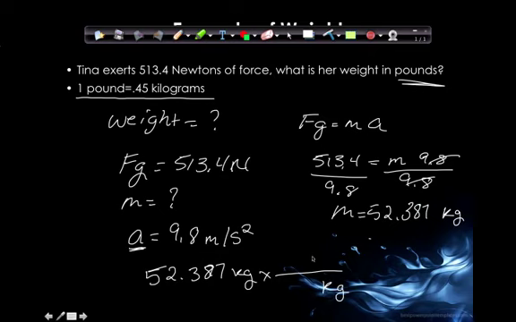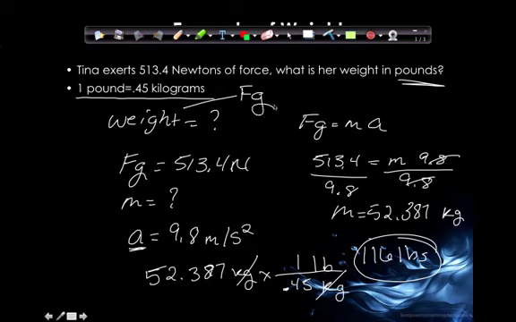Kilograms will go on the bottom, pounds will go on the top. 0.45 kilograms is equal to 1 pound. So that divided by 0.45 gives me roughly 116 pounds. So this is just one of the ways to look at the problem given this information. So remember, weight is the same thing as force due to gravity. And technically it does give her weight here, it just gives it in newtons instead of pounds. So if we wanted to, we could convert from newtons to pounds.